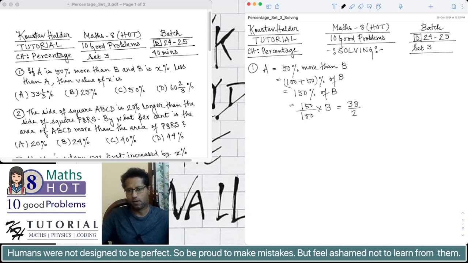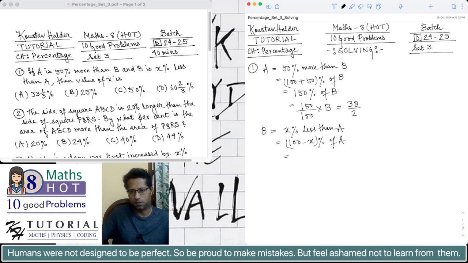Now we have to find, and it is also given that B is X% less than A, then the value of X is. Okay, B is X% less than A. Now, if B is X% less than A, we can say that B is equal to X% less than A. Now, X% less means 100 minus X% of A.